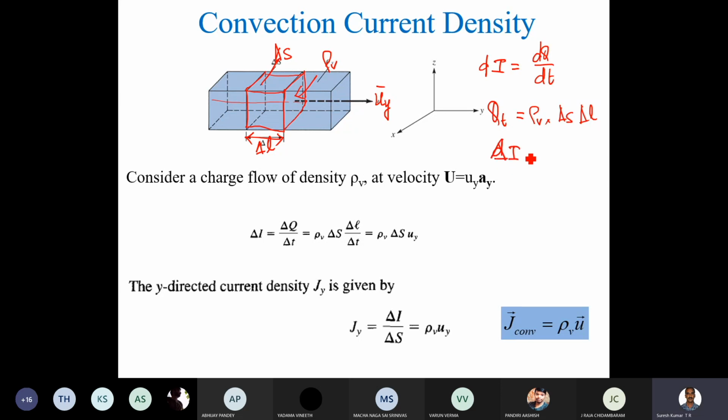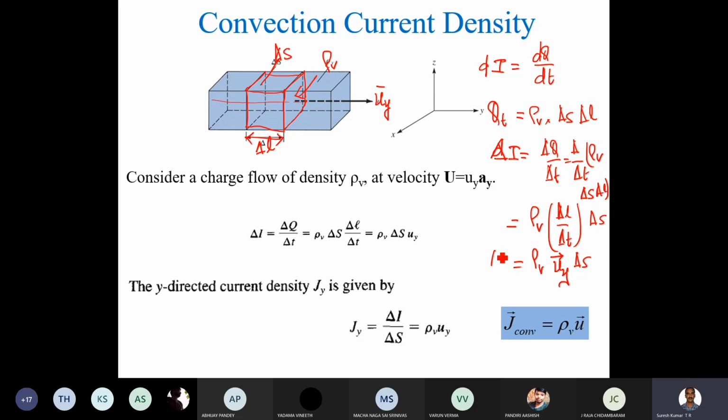So the elemental current will be equal to delta Q by delta T, where Q is rho v into delta S into delta L. Rho v is going to be constant, so we can take it outside, and separate delta L by delta T, and the remaining is delta S, where delta L by delta T is velocity. So this volume charge density is moving at a velocity of u vector along the y direction into delta S.